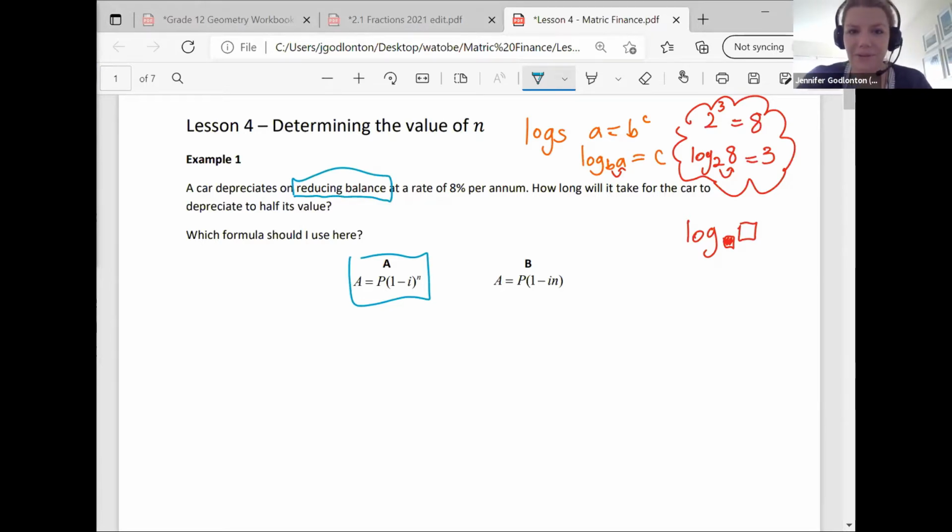Okay, so now that we've figured out which formula we're going to use, let's think about what other information we have. We have our interest rate, which is 8% per annum, and we know that the car needs to depreciate to half its value. So let's write up our grocery list over here. We've got A, P, I.